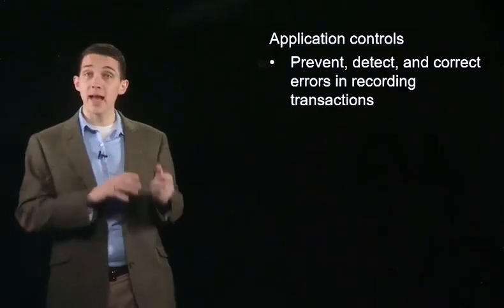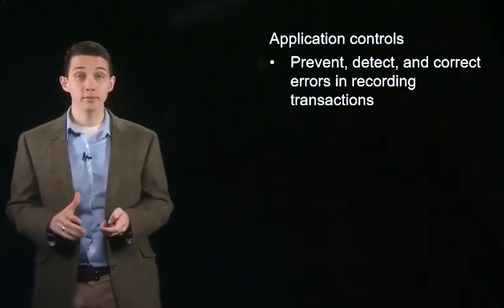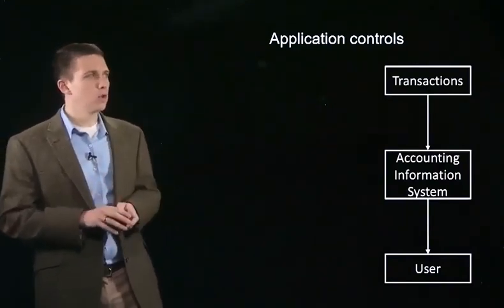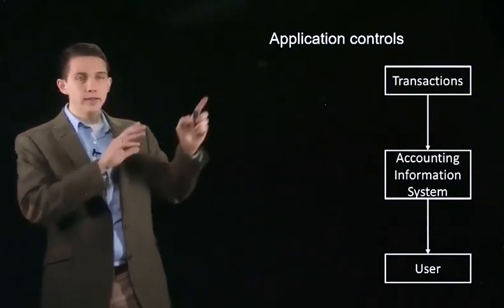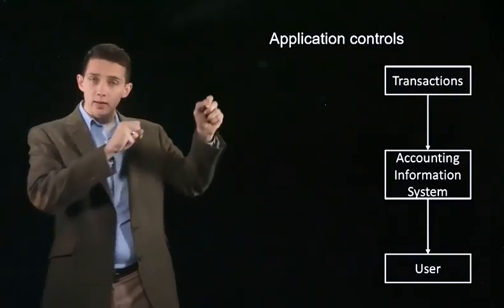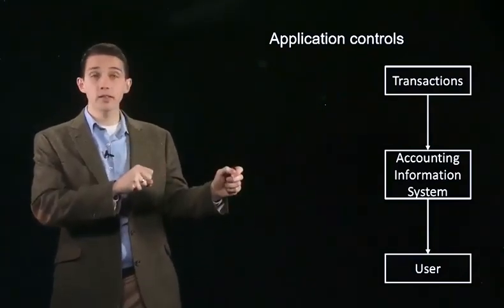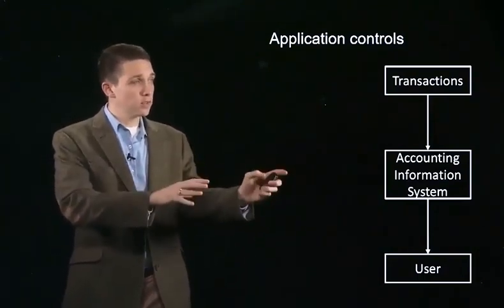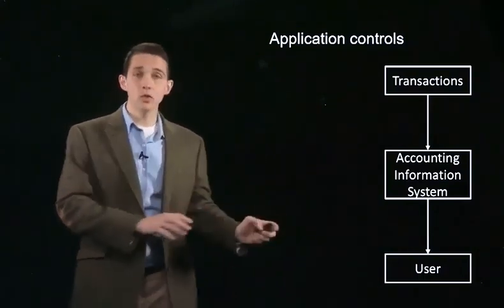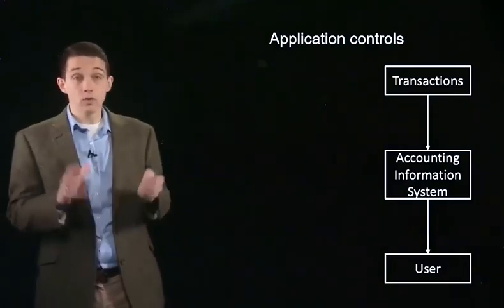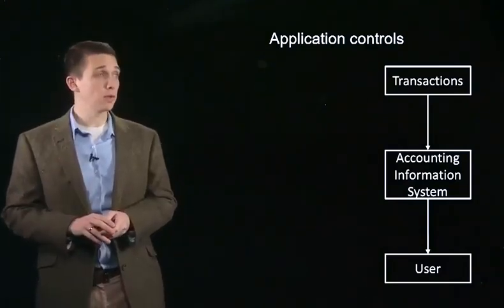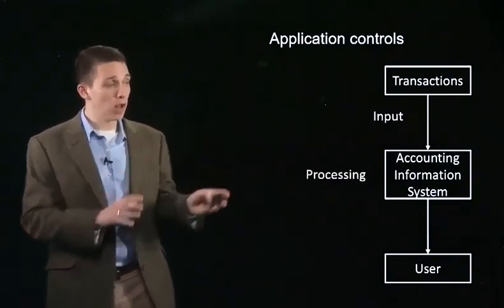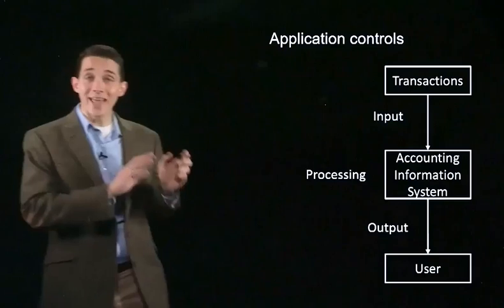Now these errors can be accidental or they may be intentional. So there are three places that this could go wrong. Ultimately, we've got these transactions and we want to get the data into the accounting information system accurately, and then finally we've got to get the information from the information system to the user so that the user can make good decisions to improve the company. So we have three places that things can go wrong: during the input, during the processing, or during the output.